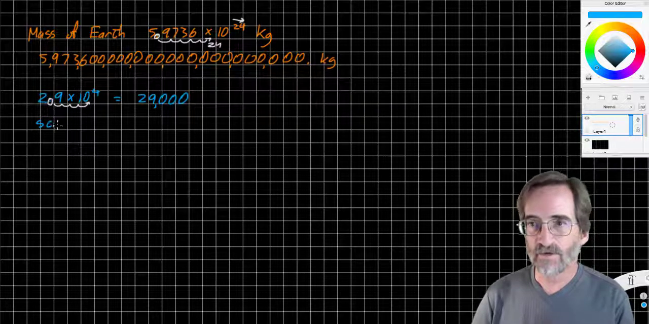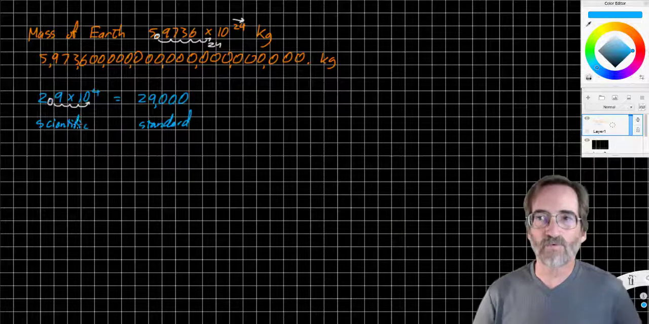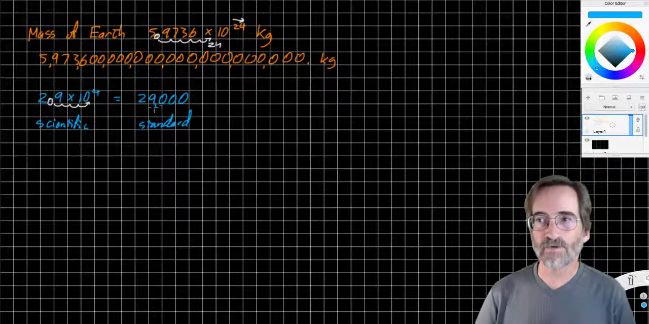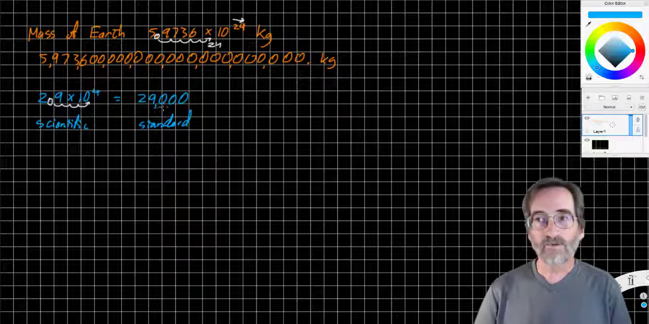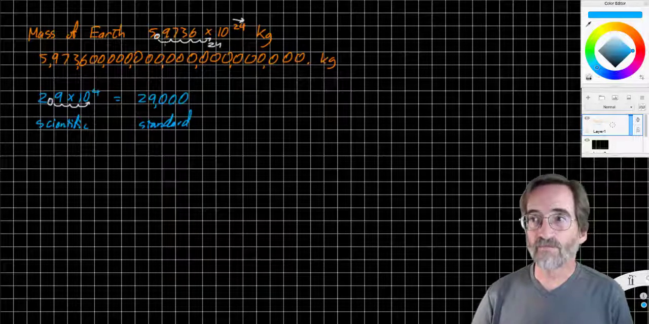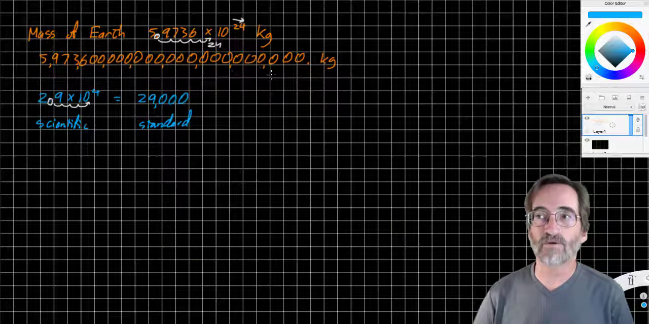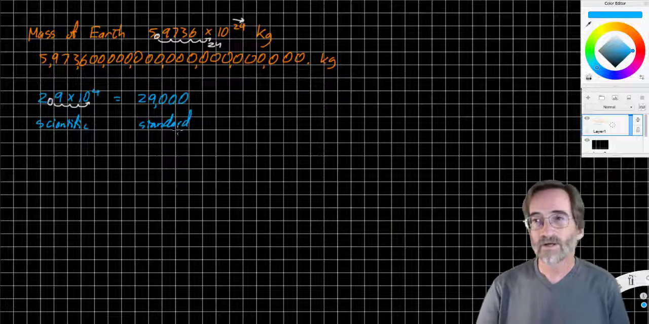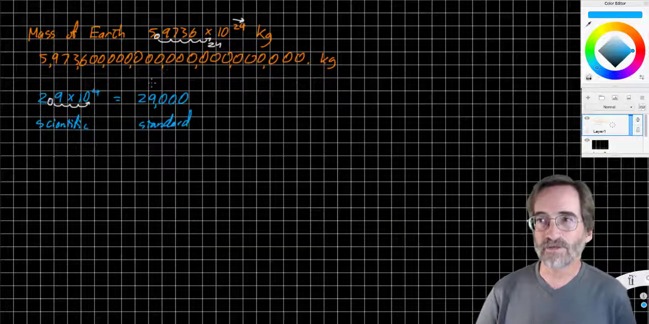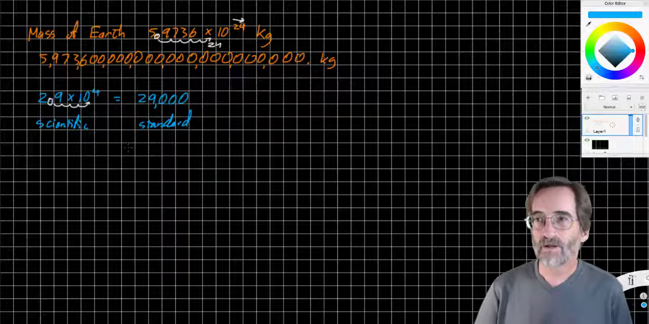Scientific and standard. Now in this case you might ask, well, why would we want to write in scientific notation when standard is so simple? You might not want to. In the case of the mass of the Earth, certainly writing 5.9736 times 10 to the 24th is a lot easier than writing all those zeros. Okay, and so for practical concerns, it is much easier to deal with some of these really large numbers. All right, mass of the Earth.